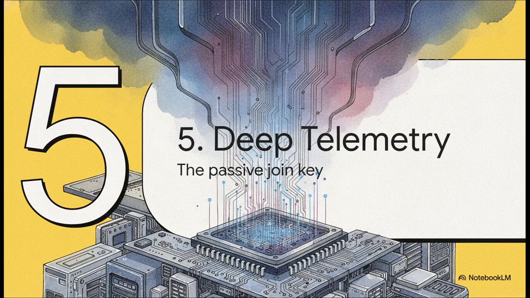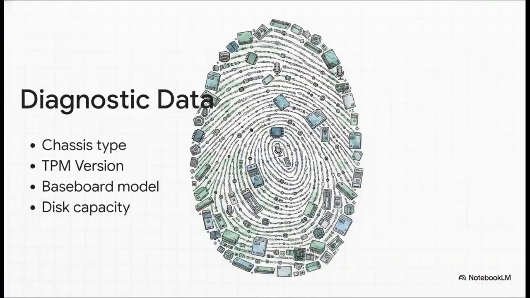Section 5. Deep Hardware Telemetry. The passive join key of last resort. Okay, now we reach the absolute bottom layer. We're talking about the bedrock of silicon hardware. Let's say you somehow manage to wipe your GDID. Well, Windows still routinely sends massive amounts of passive diagnostic data. We're talking about incredibly specific things like your chassis type, your trusted platform module version, your baseboard manufacturer, and even the exact number of active microphones attached to your device. This isn't just a random list of parts. Collectively, this hardware telemetry forms a massive distinctive fingerprint of your exact machine.